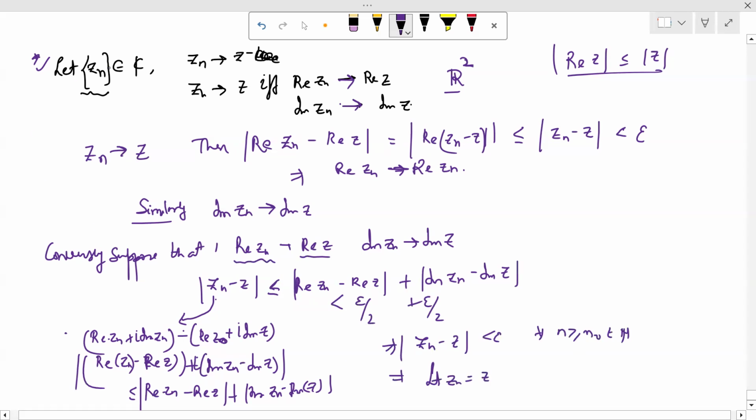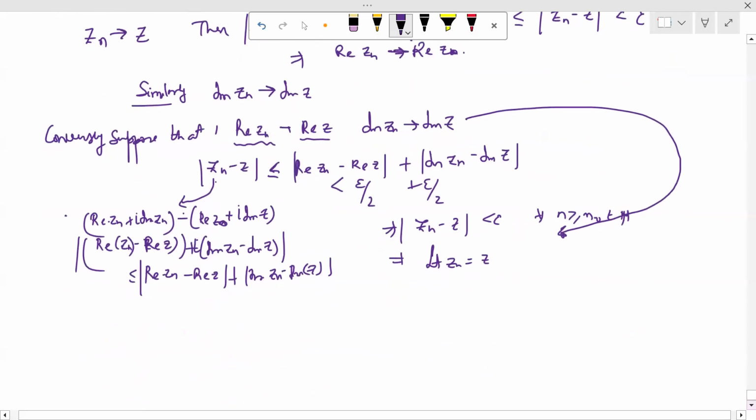So we took the limit of Zn equal to Z, and we have proven that individually the real part of Zn converges towards real Z, and the imaginary part of Zn converges towards imaginary Z. And also conversely, we have supposed that if the real part of Zn converges towards real Z, and the imaginary part of Zn converges towards imaginary Z, then Zn also converges towards Z, and it proves our point. I hope it is clear now.